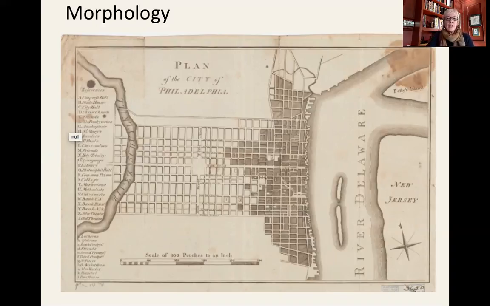Here you can see the layout of the city originally, and you can see its trade business is heavily reliant on the rivers. The Delaware River, which goes out to the Atlantic Ocean, is really where everything started, even though the city was laid out on this north-south city grid.